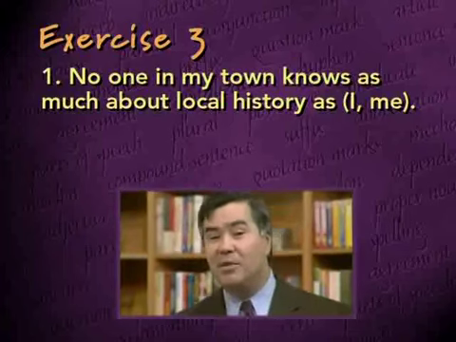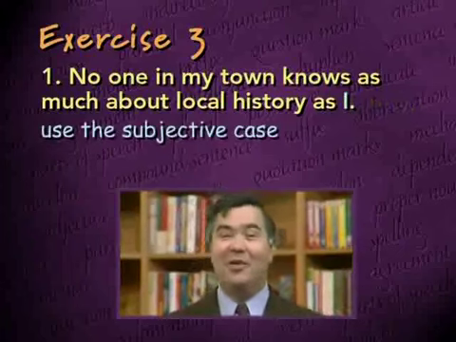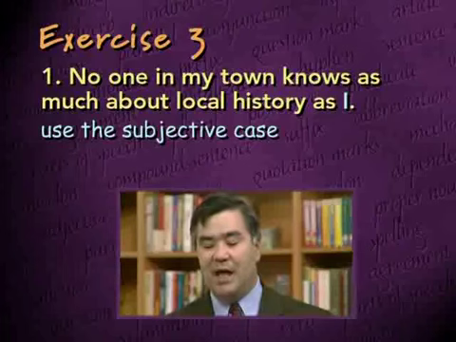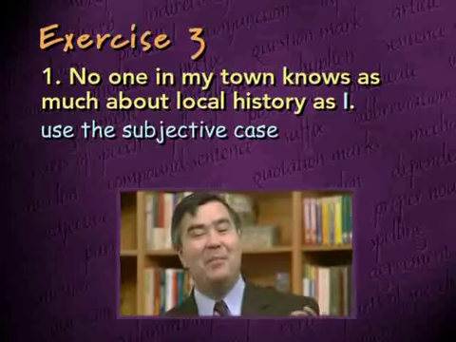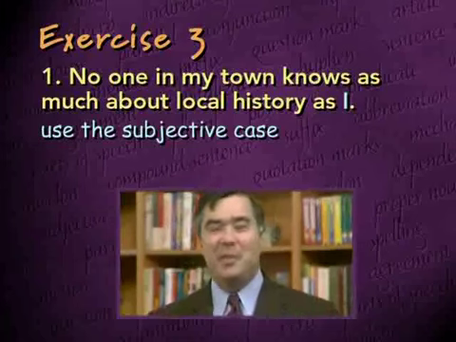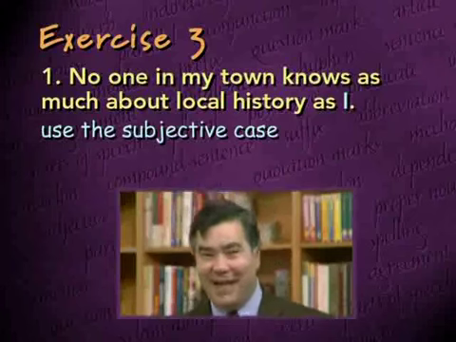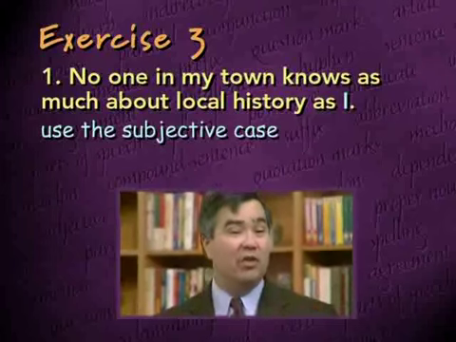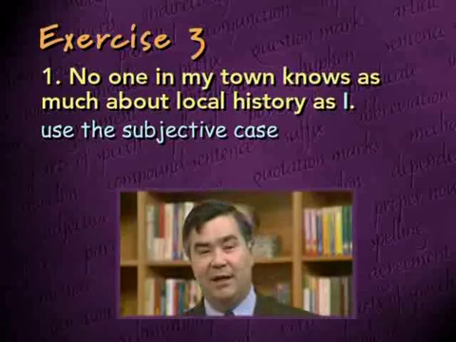Therefore, once we insert the missing word, we can see that the verb "do" has as its subject the pronoun I. And since I is the subject of that missing or invisible verb, it should be in the subjective case, I. So the correct sentence would read, no one in my town knows as much about local history as I. If you made it me, it would almost be saying, no one in my town knows as much about local history as they know about me, which doesn't sound very plausible. So the most natural and logical interpretation of the meaning of the sentence would make I the correct pronoun here.